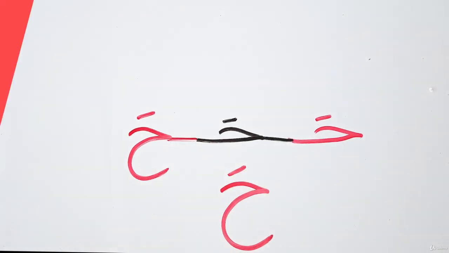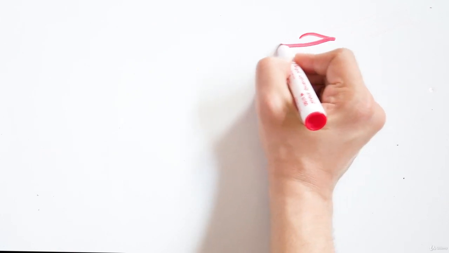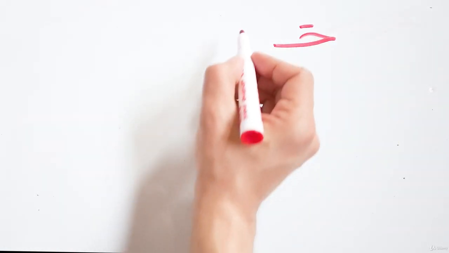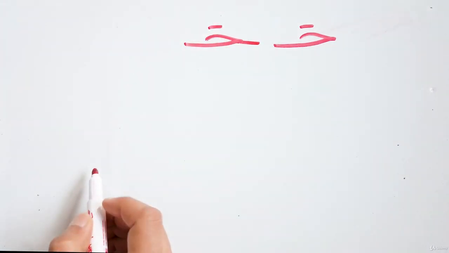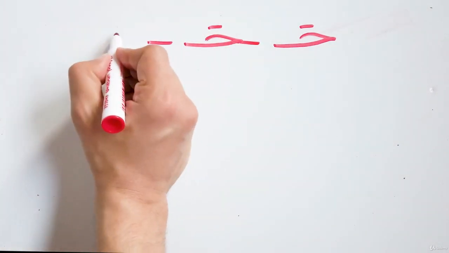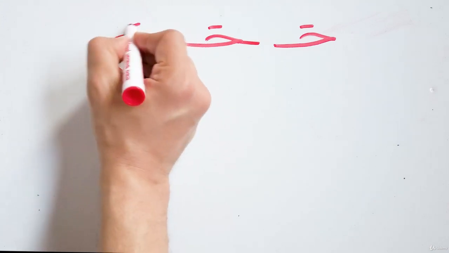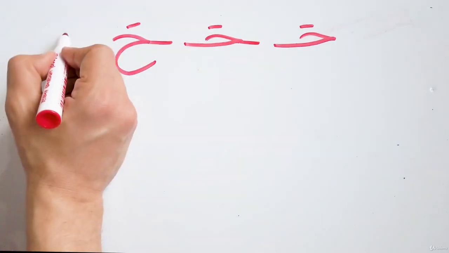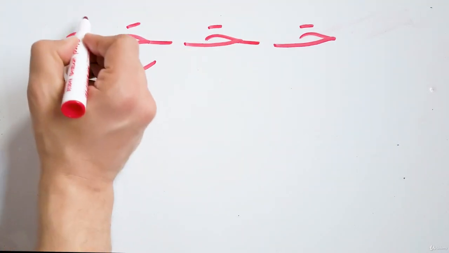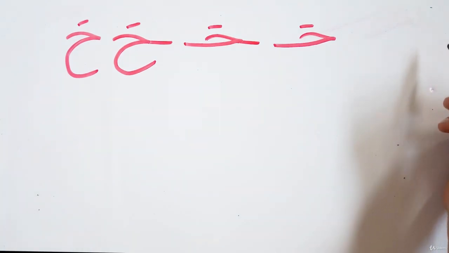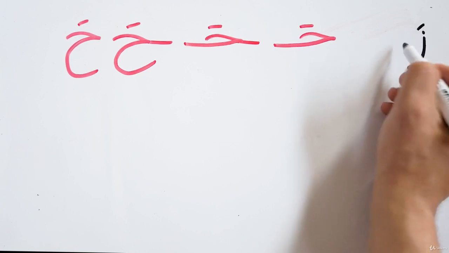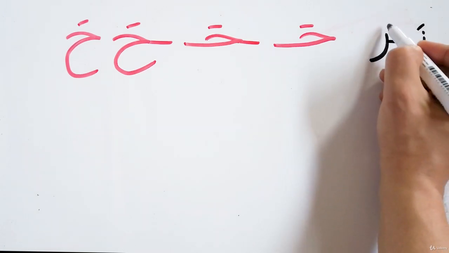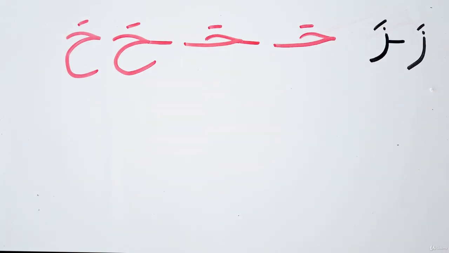Ha, ha, ha. Ha in the beginning of the word, ha in the middle of the word, ha in the end of the word, ha in the end of the word as well. Today we will use this letter. We have Z and the other shape of Z.